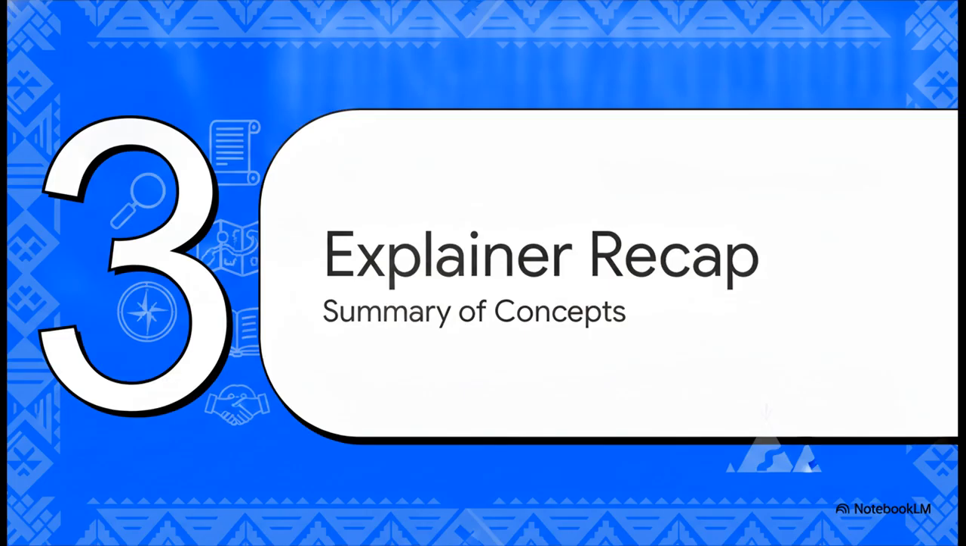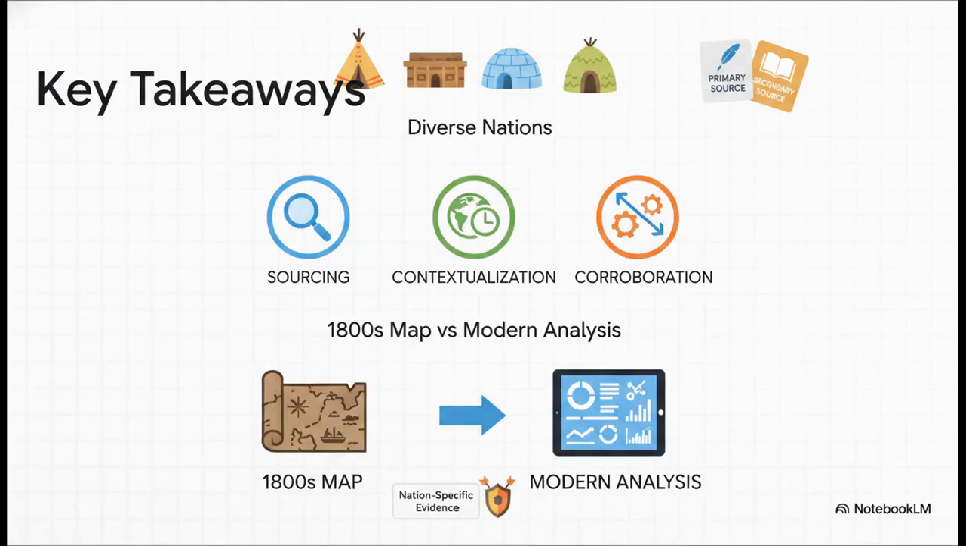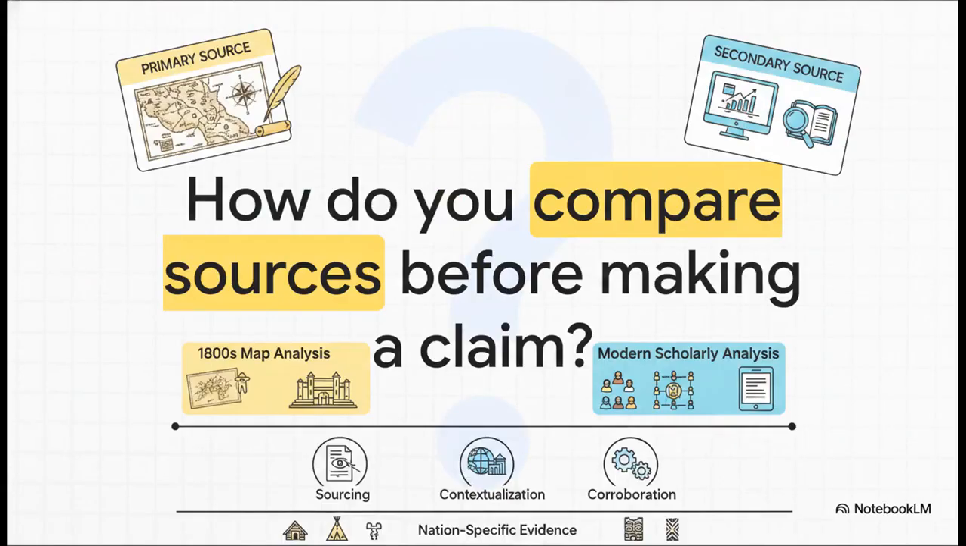Let's lock in what we've covered with an explainer recap. Indigenous societies were diverse nations, definitely not one uniform system. Historians use sourcing, contextualization, and corroboration to evaluate both primary and secondary sources. Comparing sources, like an 1800s map versus a modern analysis, reveals exactly what different evidence can and cannot establish. How would you compare two sources before making a claim about an Indigenous nation's history?